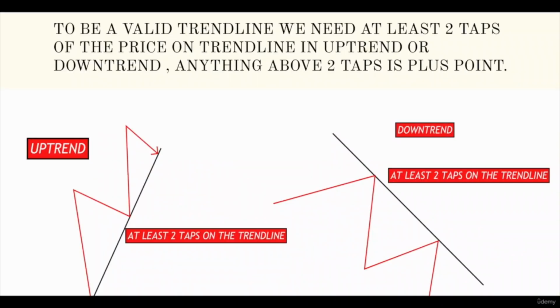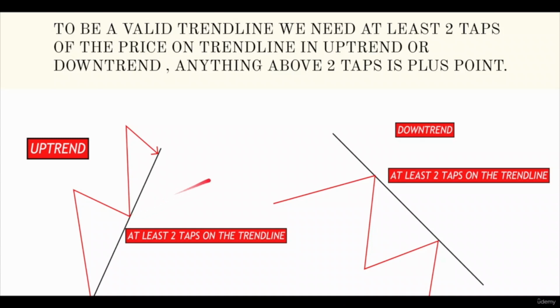Now what are the prerequisites of drawing a trend line? For a proper valid trend line, we need at least 2 taps of the price on the trend line, in an uptrend or downtrend, it doesn't matter. And anything above 2 taps is a plus point. As you can see in the example below, we have 2 taps on the trend line. Here is tap number 1, here is tap number 2. So we need 2 taps for a trend line to be valid. Then we can call it a trend going in a flow.